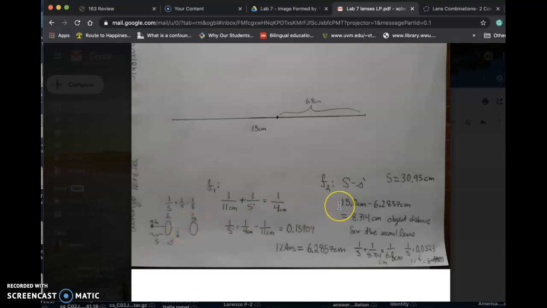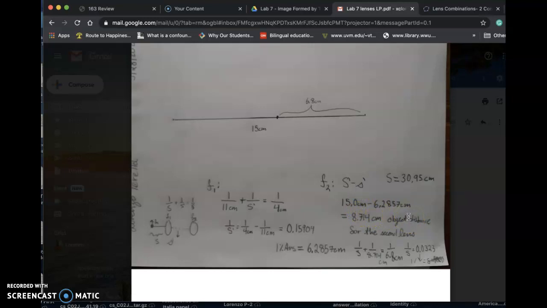And secondly, we need to find the object distance for the second lens, which is the separation minus the first image distance. That is 15 centimeters, which separates the two lenses, minus 6.285 centimeters, and that gives us 8.714 centimeters for the object distance for the second lens.